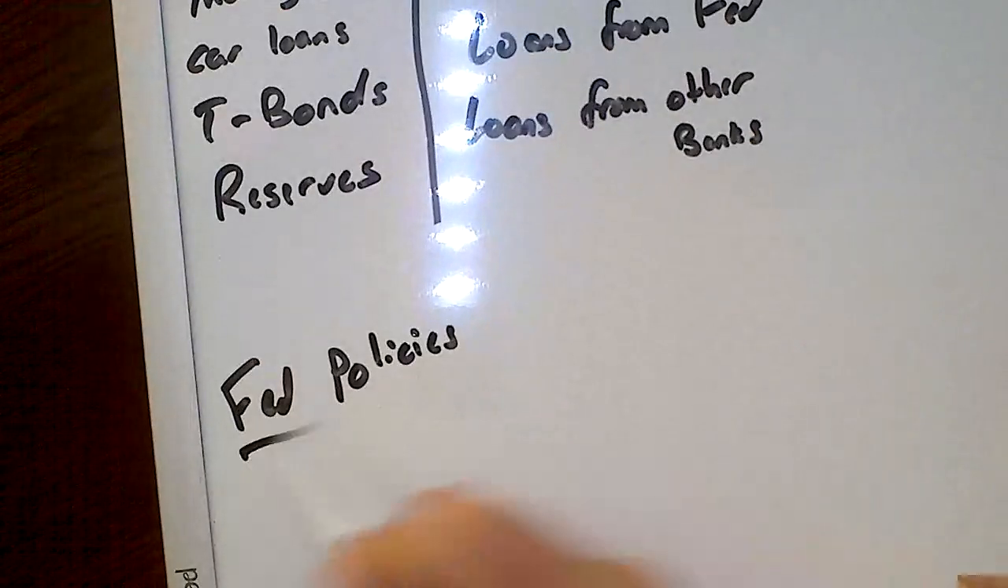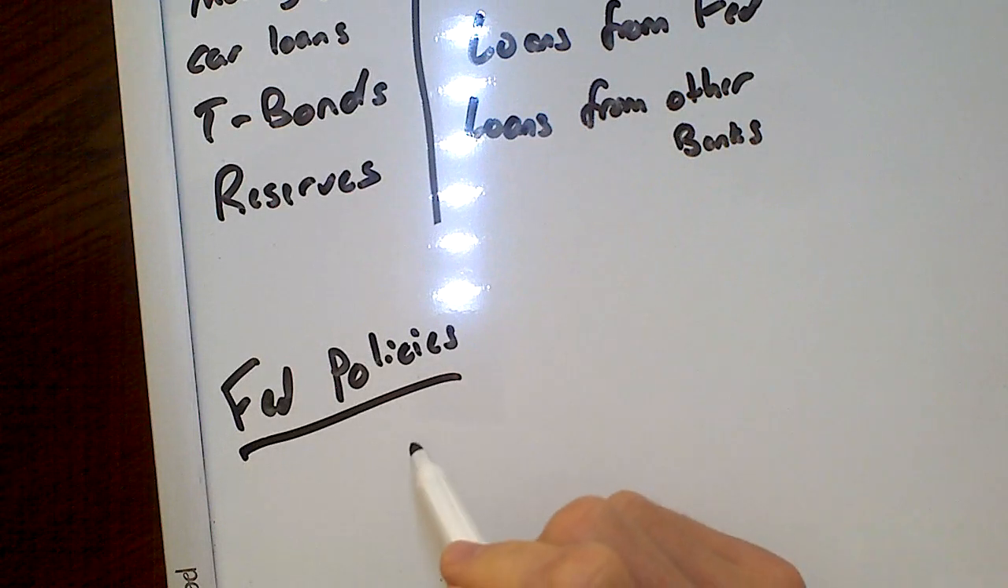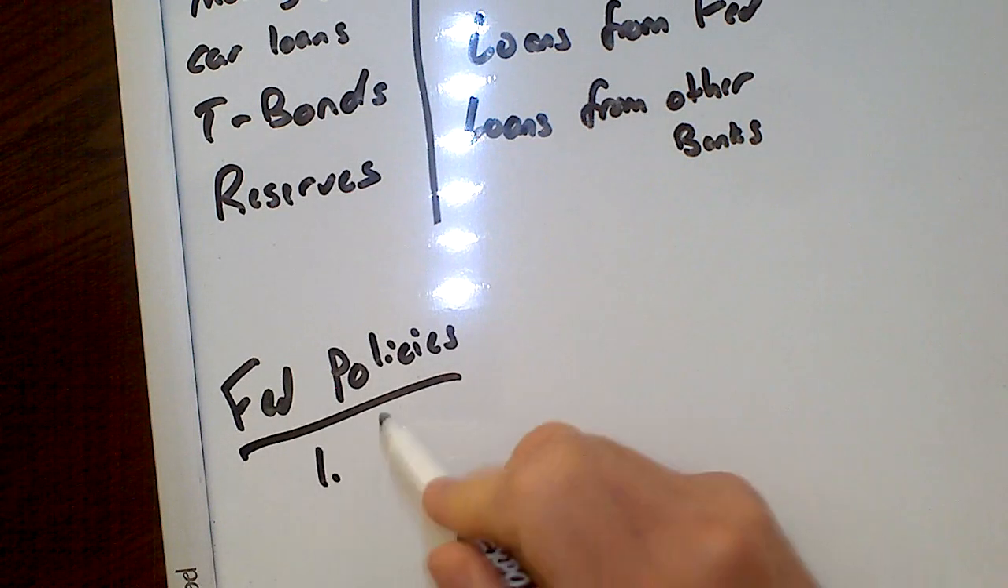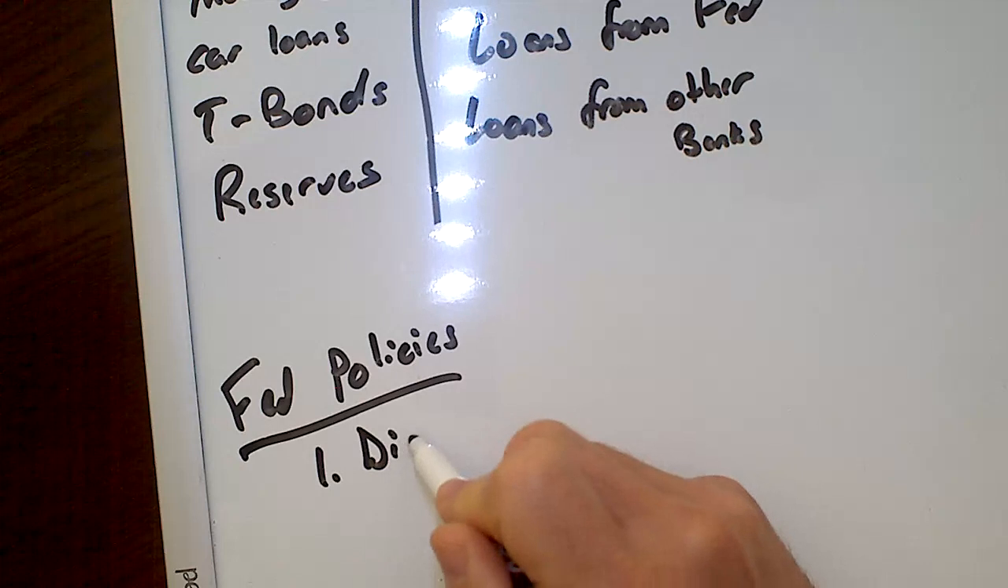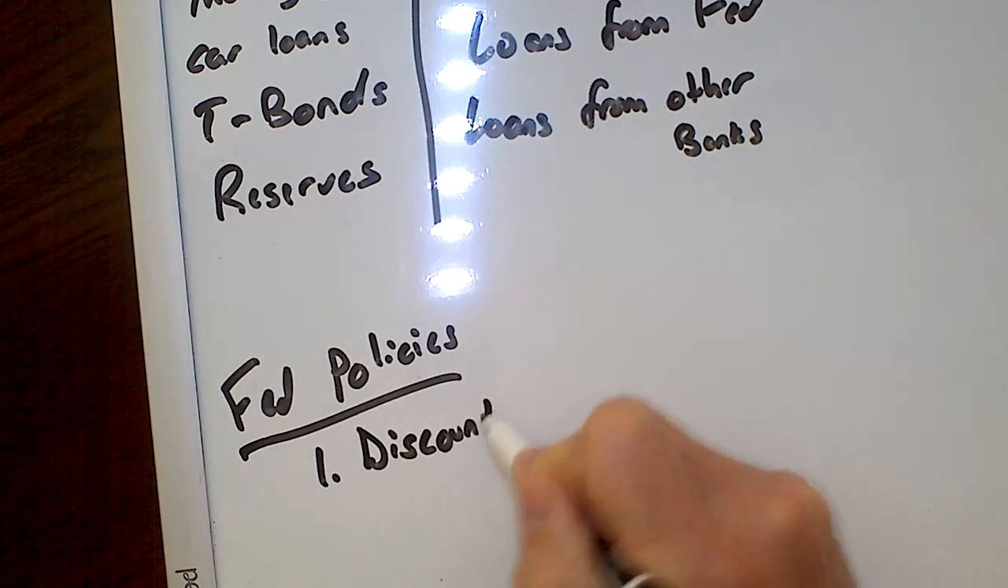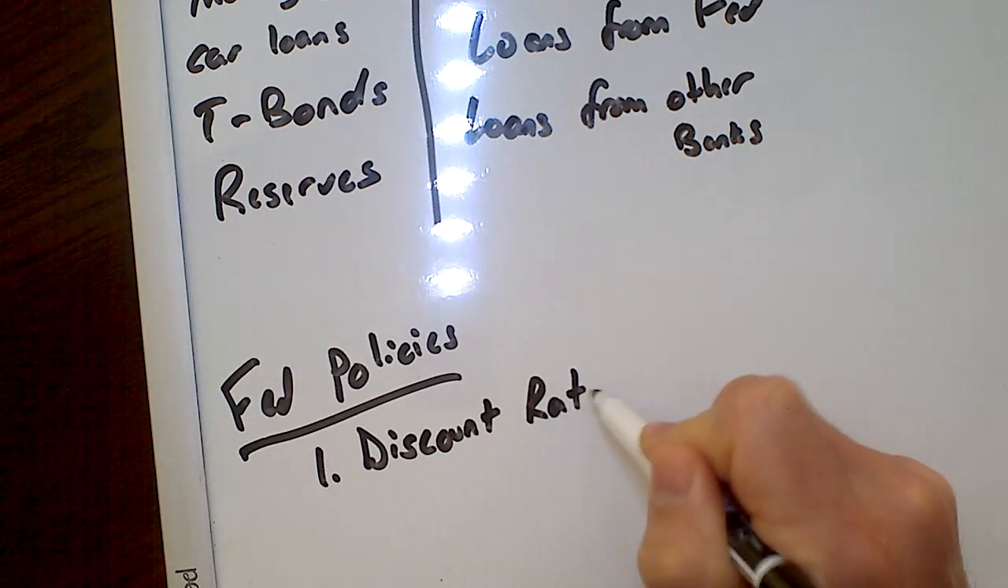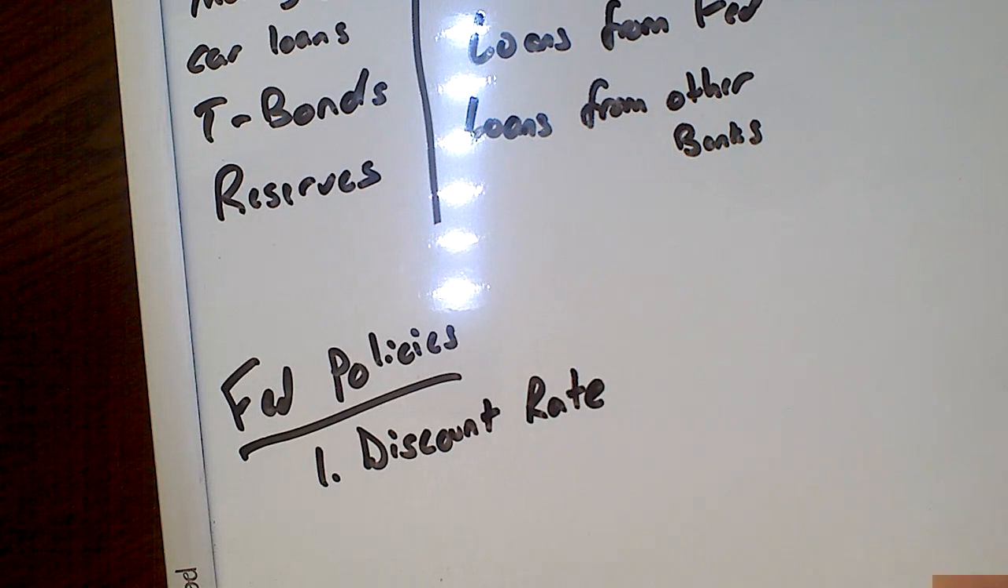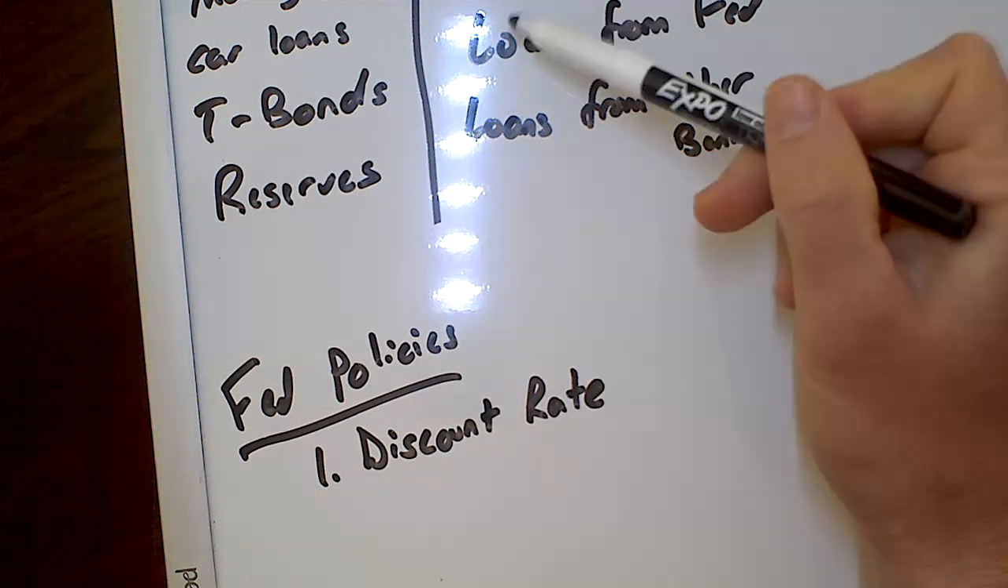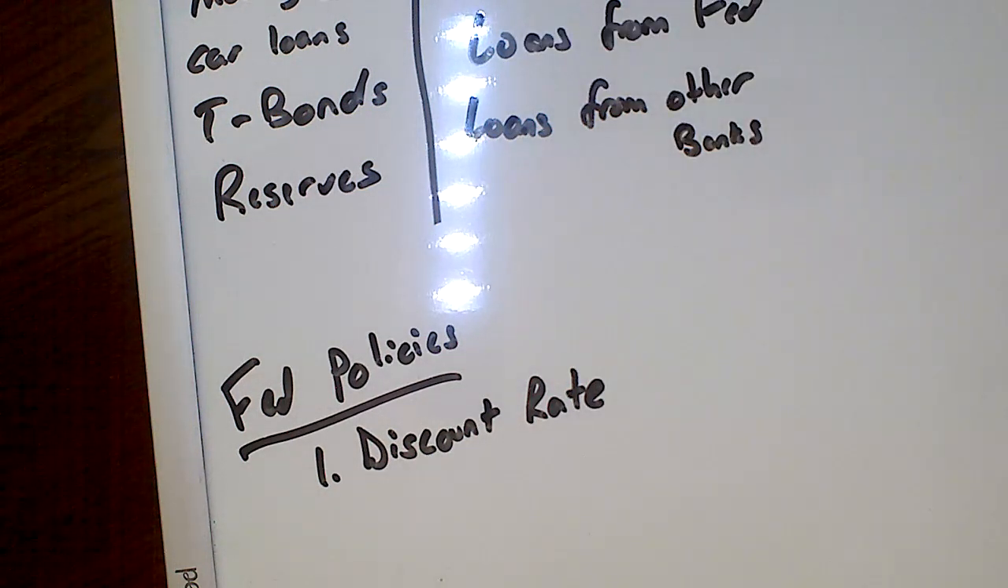Fed policies include, number one, the discount rate. Or when you're reading, sometimes you'll read about the discount window. The discount rate would be the interest rate that the Fed charges banks when banks take out loans from the Fed. So the Fed is considered like the lender of last resort. If a bank needs to borrow money, they can go to the Fed and borrow money directly from the Fed.